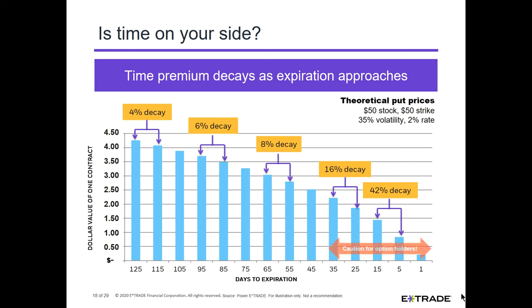So this is why we say this area here, this last month, is where the acceleration of time decay becomes strong. As an option holder, we want to avoid holding into that period. We want to buy an option out in the left side of this, hold it for a while, and trade out of it when the move occurs.